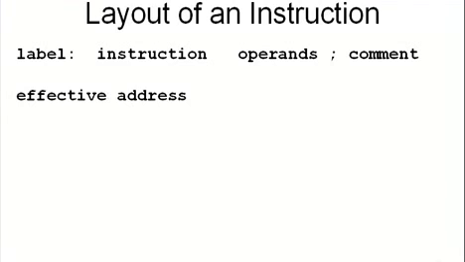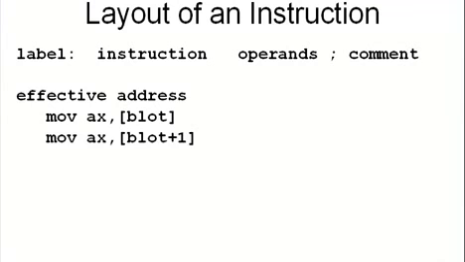An effective address is an address that is obtained by applying indexing or indirect addressing rules to a specified address. Brackets around an expression refer to the contents of an address. For example, this instruction will copy the contents of the memory location called blot into the AX register. Any index goes right in the brackets with it. For example, this instruction is the effective address 1 byte past blot. This effective address is the sum of the address of blot plus the amount in the CX register.